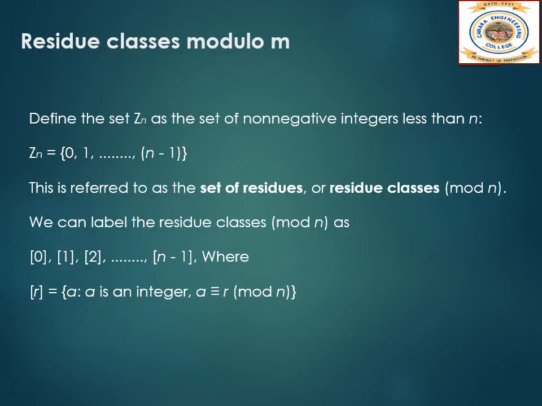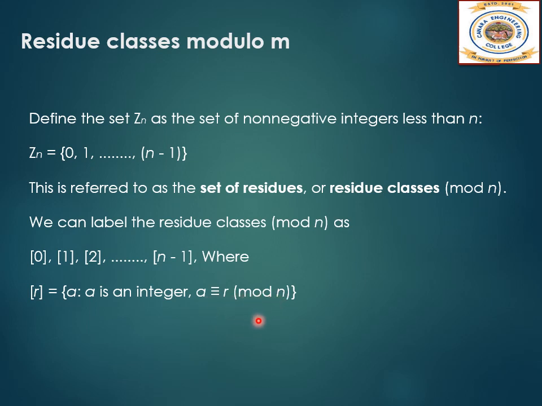Now let us come to the residue classes of modulo m. Let us define the set Zn as the set of non-negative integers less than n, where Zn is 0 up to n minus 1. This is referred to as the set of residues or residue classes mod n. We can label the residue classes mod n as residue class of 0, of 1, of 2, up to n minus 1, where the class of r is the set of all integers a such that a is congruent to r mod n.